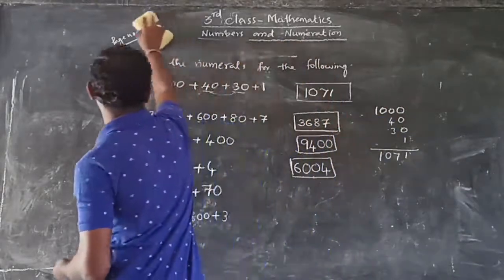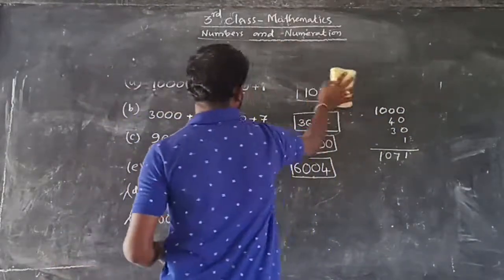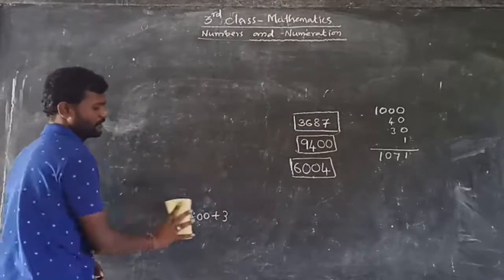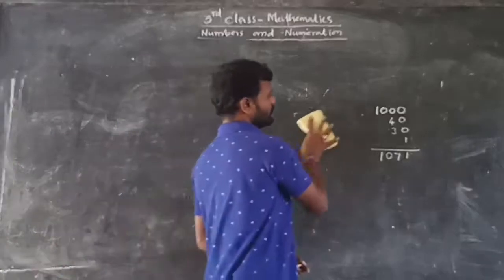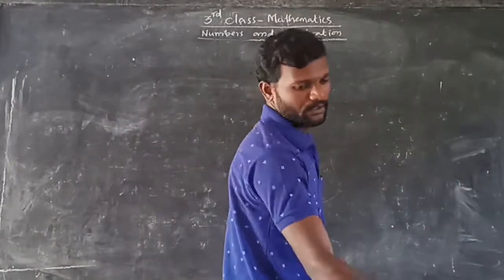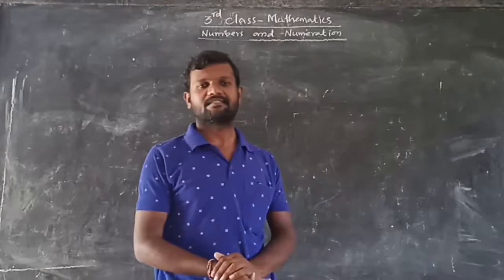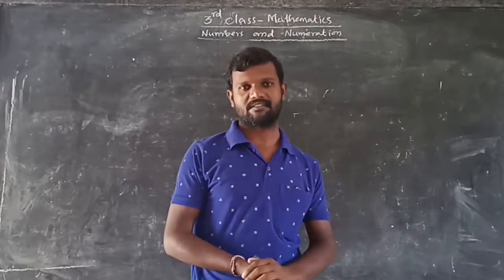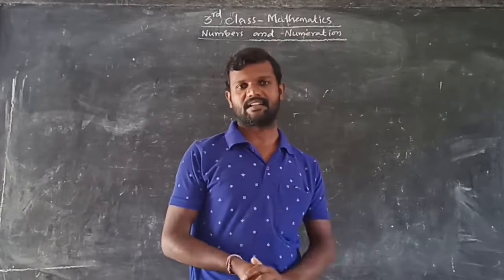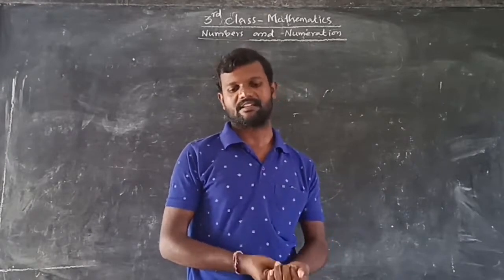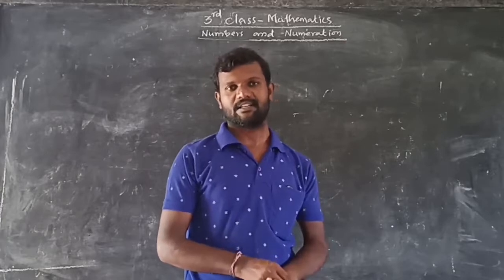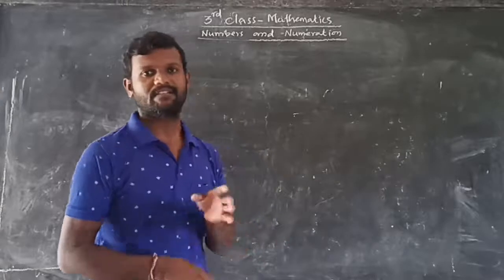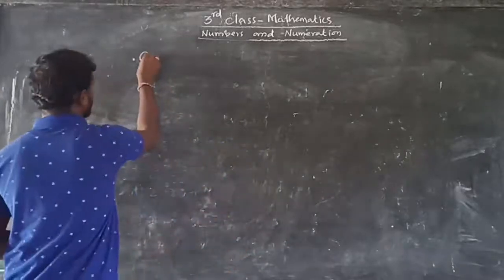So before discussing exercise 1.3, we have to know one thing. What is that? Comparing of numbers. How do we have to compare the numbers? Till the second class we learned before number, after number, greatest number, smallest number, ascending order, descending order, less than, greater than symbols. These kinds of things we already discussed. So comparison of numbers means that is all. What is comparison of numbers?